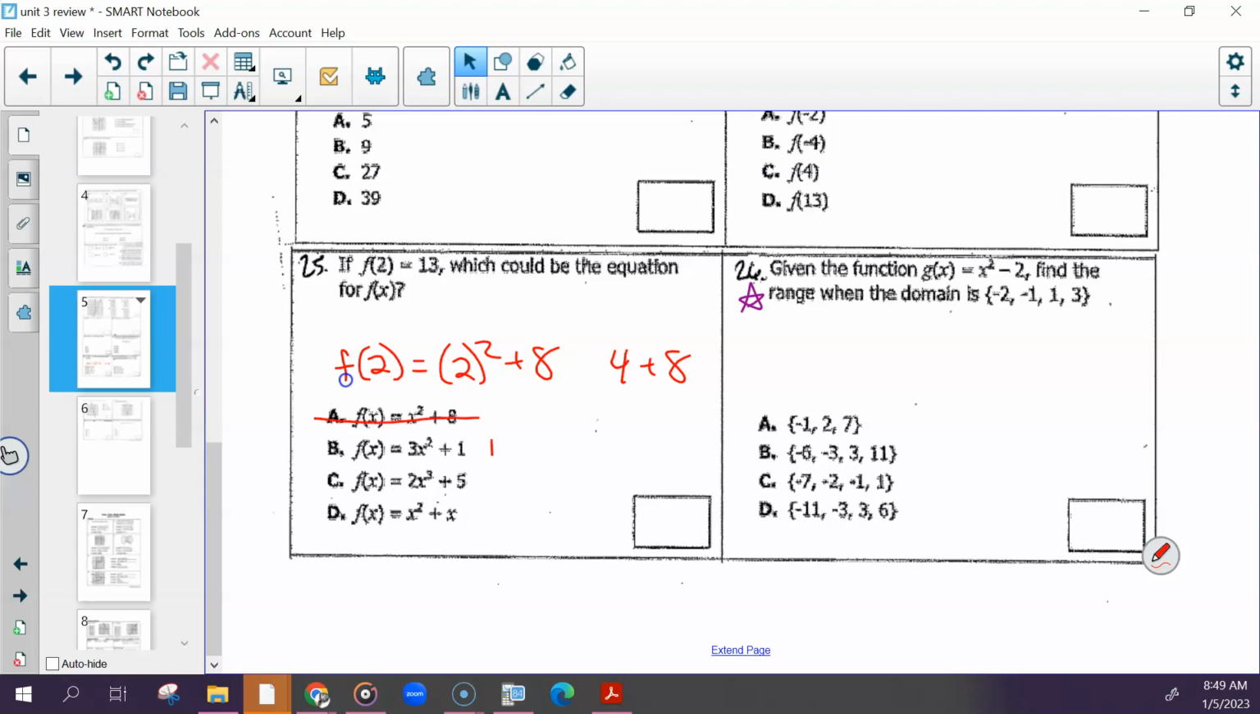The second one, f of 2 equals 3 times 2 squared plus 1. So that would be 3 times 4 plus 1. Would that one give us 13? 3 times 4 is 12 plus 1.